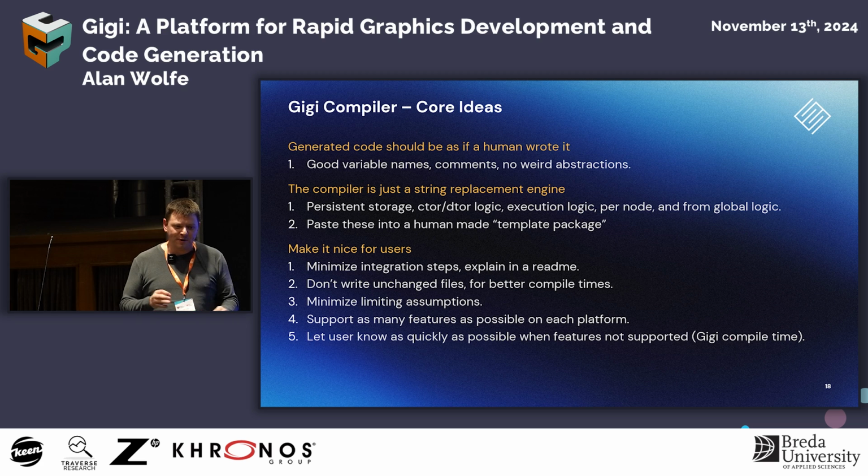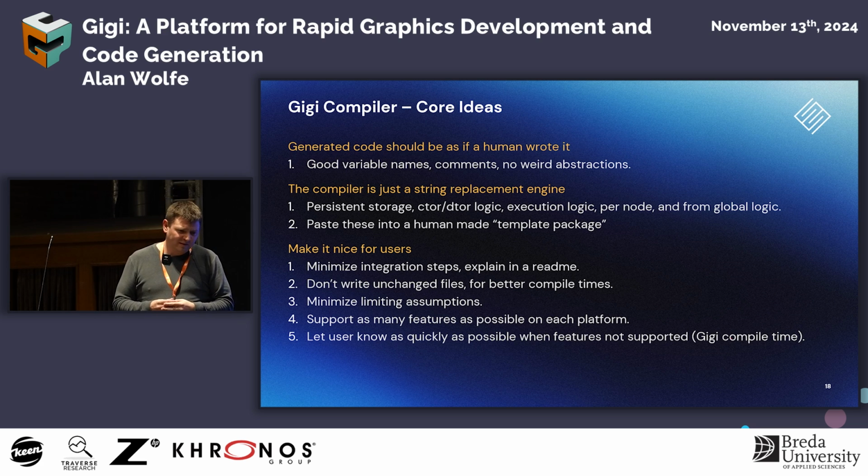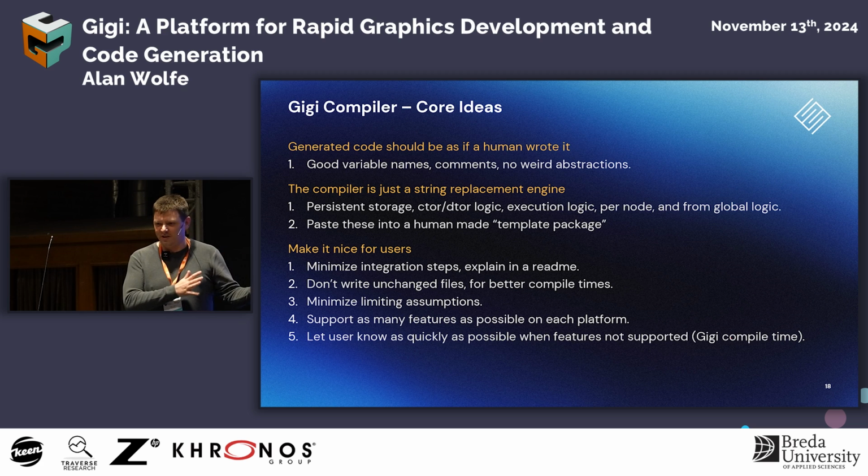The first one is that the generated code should be as if a human wrote it. This means having good variable names. It actually uses the names that you give the nodes to make the variable names. Comments, and no weird abstractions. This is super important, right? If it's generating UE code, it should have idiomatic Unreal Engine things, and so on. Basically, the person shouldn't be able to tell whether you wrote that code or Gigi did. As long as it passes all the tests and uses all the best practices, it should be good to go.